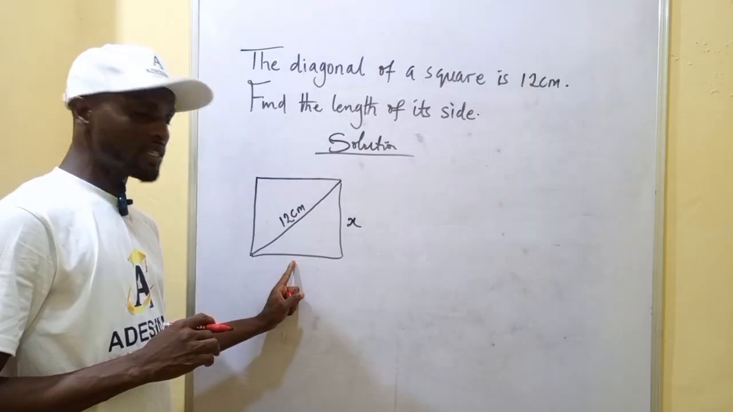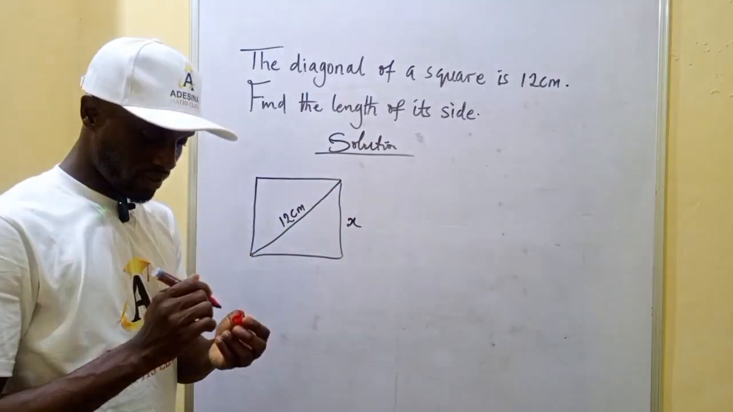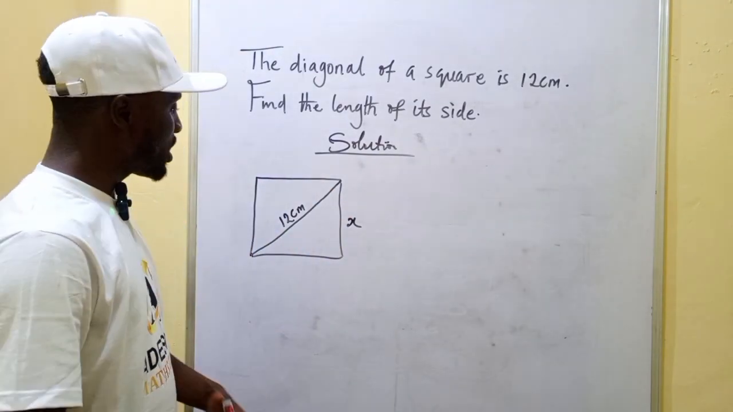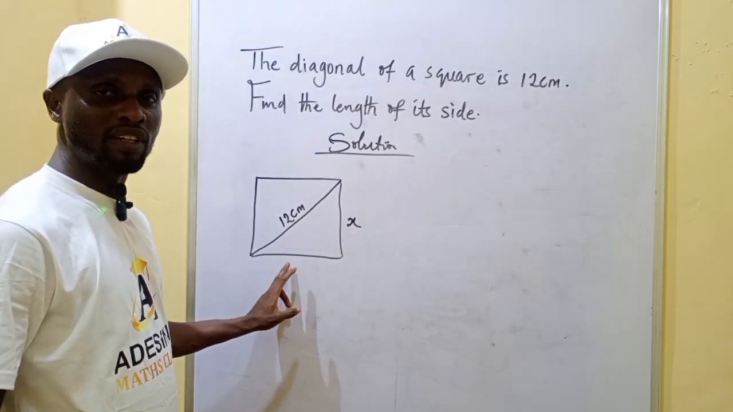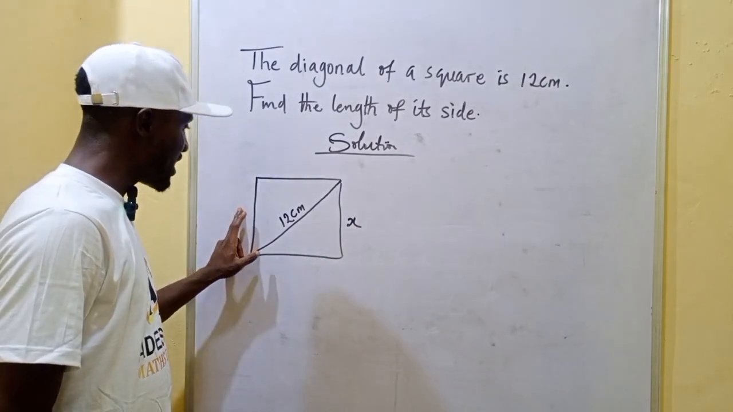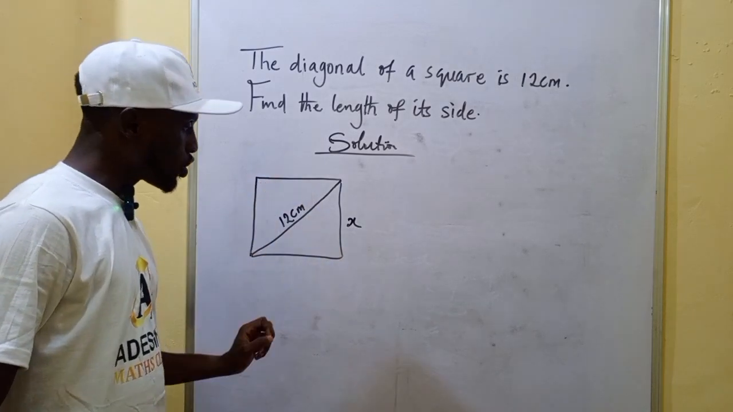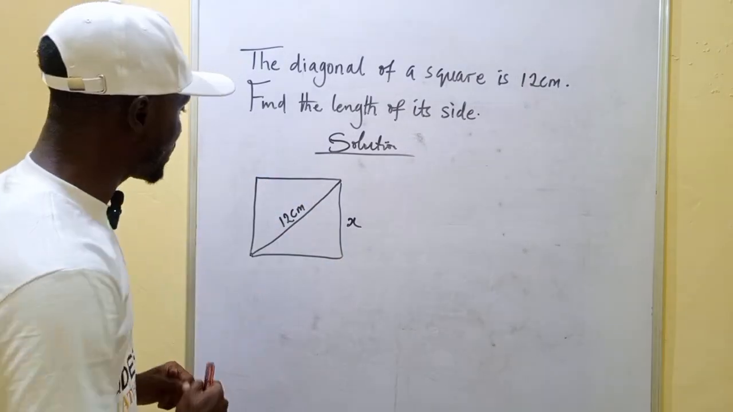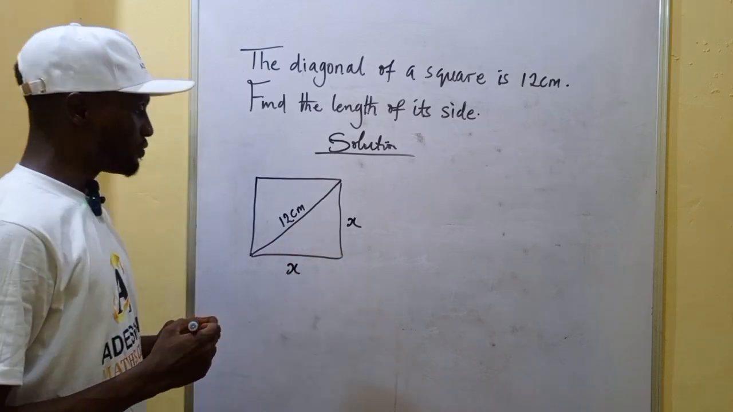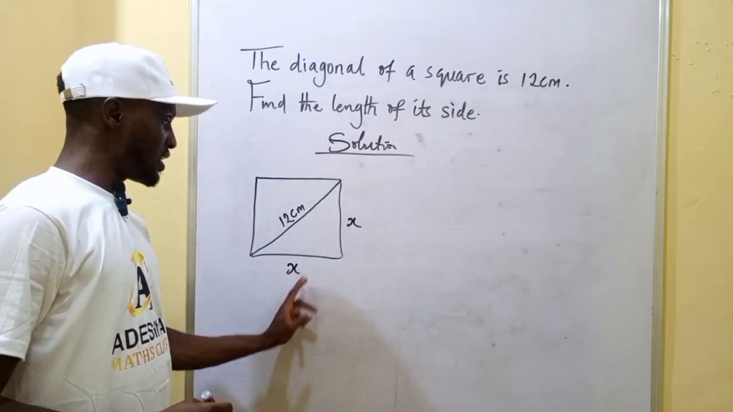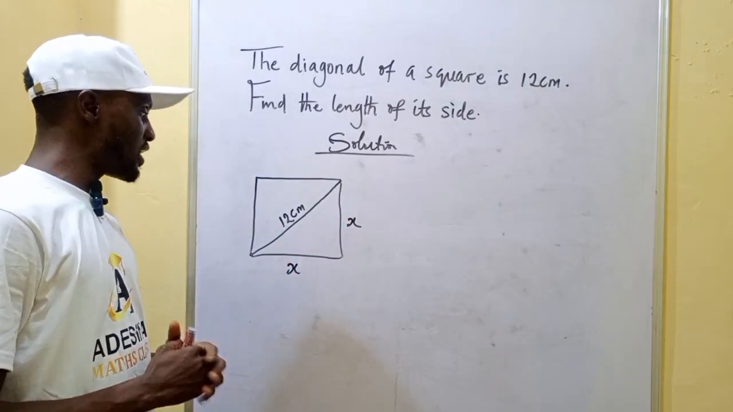Then, since all the four sides of a square are equal, if I have X here, definitely I'm still going to be having X here. I will have X here. I will have X here because all the four sides of a square are equal. So I can just say, okay, let this be X as well. Let me just put X here, and X here.